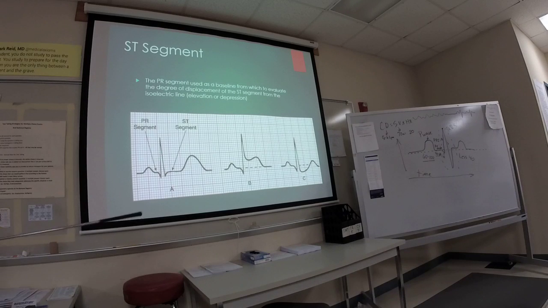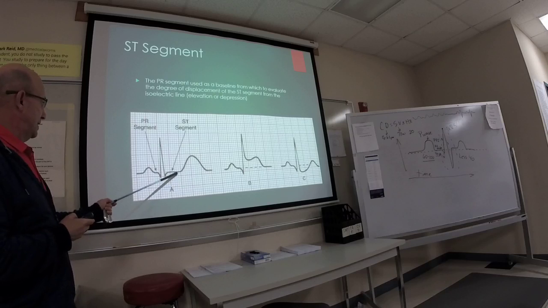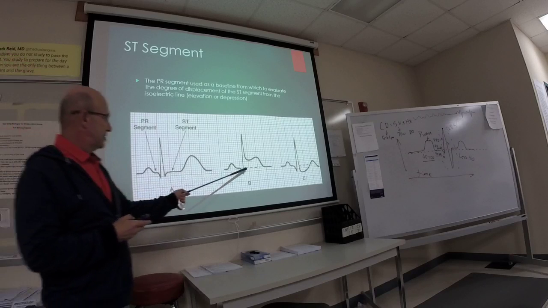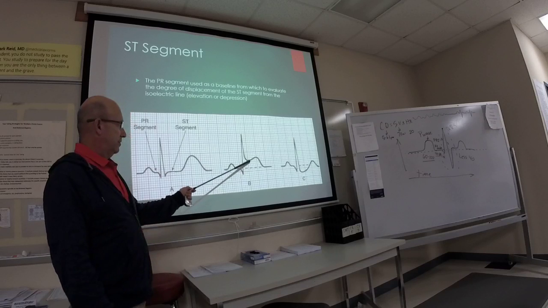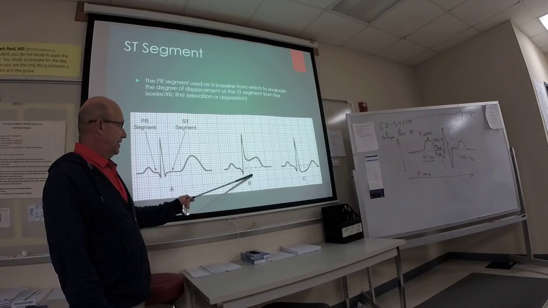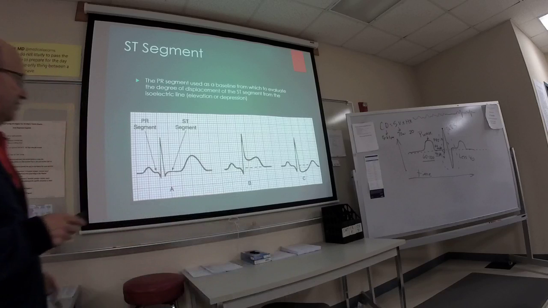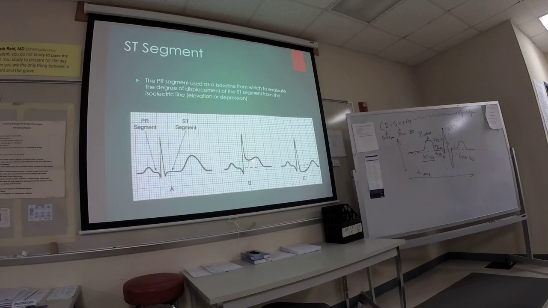See how this is really a normal. See, it's flat. Here's the elevation. It has 1, 2, 3, almost 3.5 millimeters of ST elevation. So if we were to find the J point, it would be right here, correct? Where that laser is. So that is true ST elevation. And then here's ST depression, which typically means ischemia.